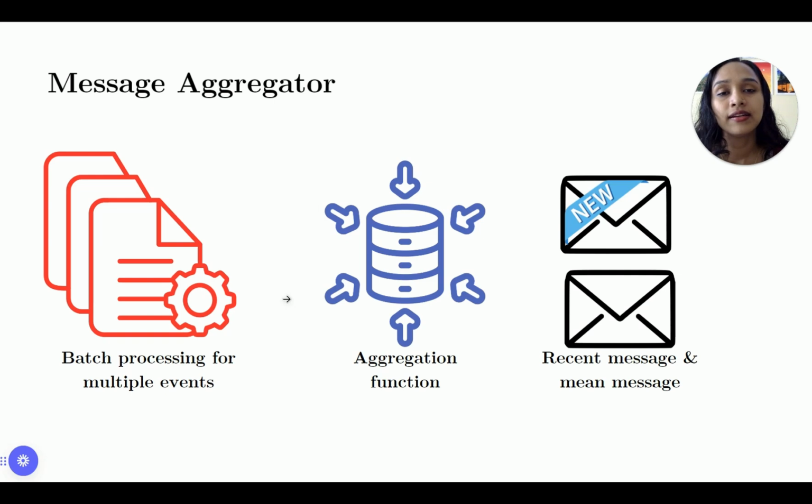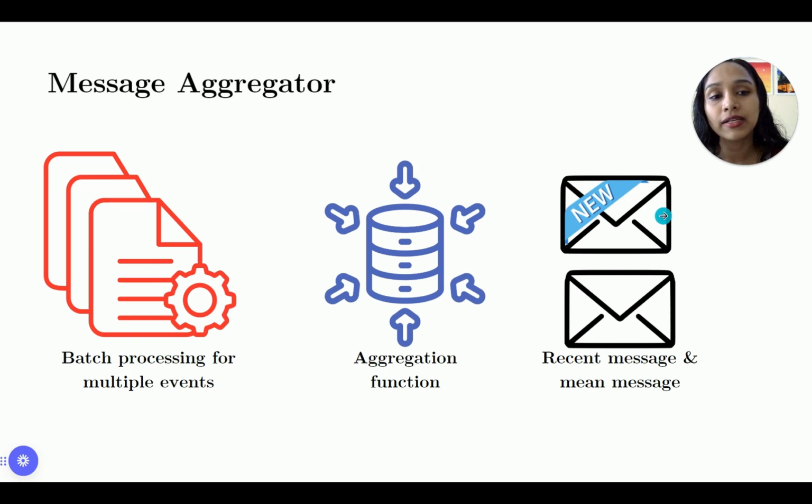By doing this, there can be multiple events that involve the same node. By aggregating the multiple messages of the same node and computing a single summarized message, we can handle these dynamic graphs. So we use an aggregation function for aggregating these messages. We use this message aggregator module for processing multiple events that involve the same node in batches, and there are different ways of doing this message aggregation.